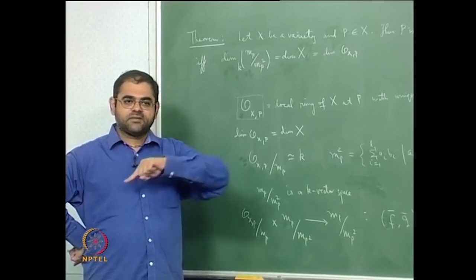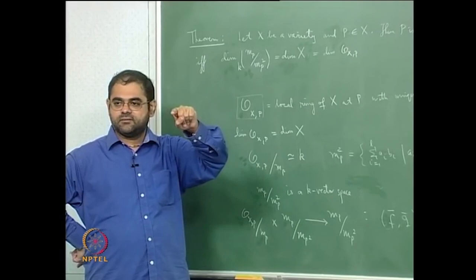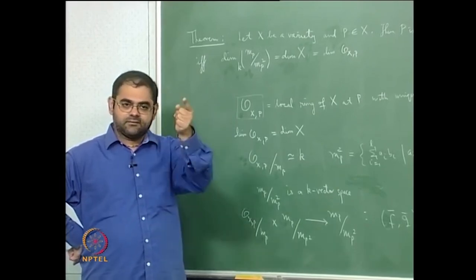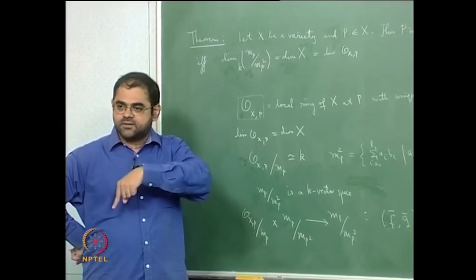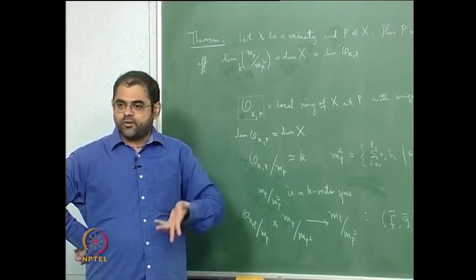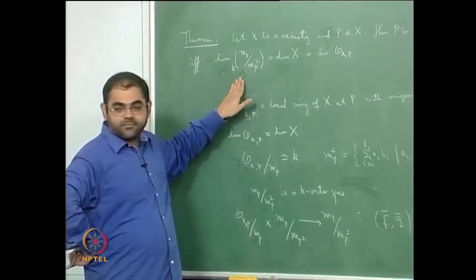Similarly, if you take a curve with a kink, at the point where you have the kink, you know that the tangent space becomes 2 dimensional, and the dimension is 2, which is greater than the dimension of the curve, which is 1. So that point, the kink, is not a smooth point, it's a singular point, okay. So that is exactly what is happening here.